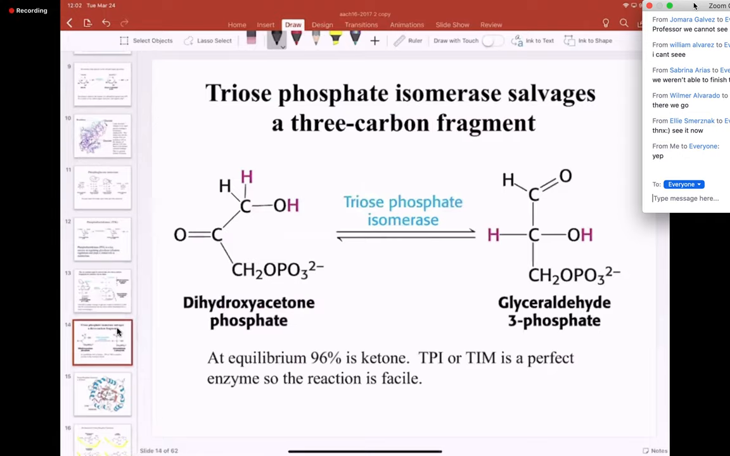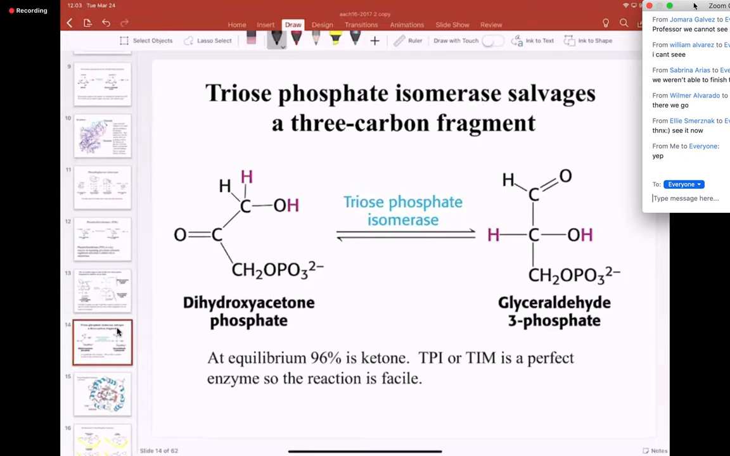Shown here is TPI, TIM, or triosephosphate isomerase. At equilibrium, this is 96% in terms of the ketone. But inside the body, there happens to be a lot of dihydroxyacetone phosphate and not so much glyceraldehyde 3-phosphate. And it turns out that you keep on removing the glyceraldehyde 3-phosphate. So relatively quickly, the dihydroxyacetone phosphate goes over to glyceraldehyde 3-phosphate and then goes on to the rest of glycolysis.